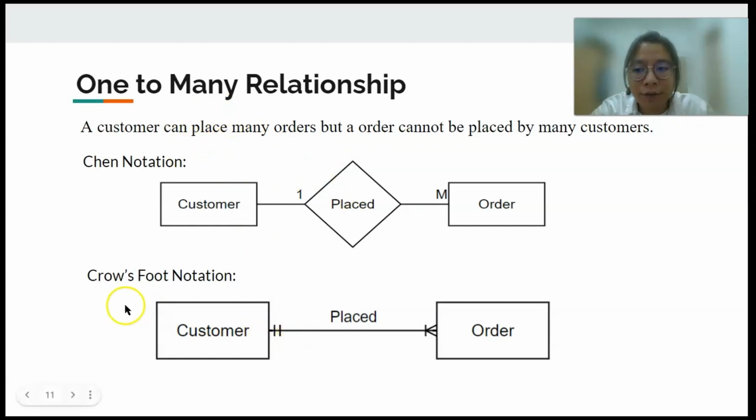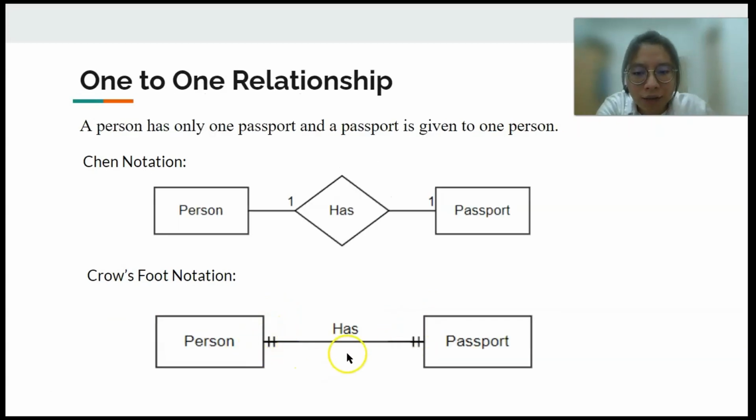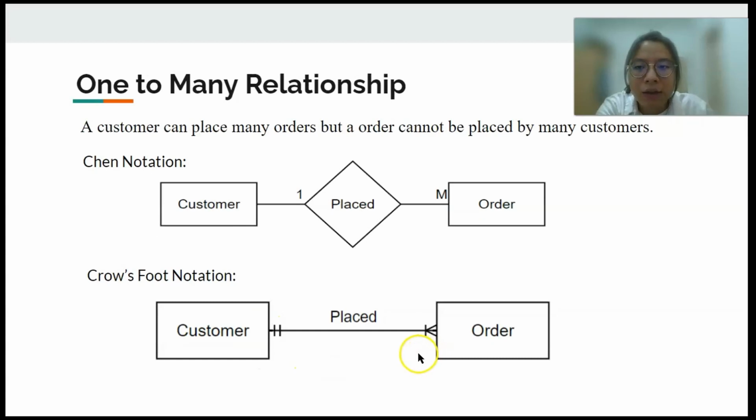About the drawing for crow's foot, it is a little bit different. This is one and this is many. So one-to-one relationship is one-to-one. The one-to-many relationship is one-to-many. Also in the Chen notation, it is one-to-many. So this means many.